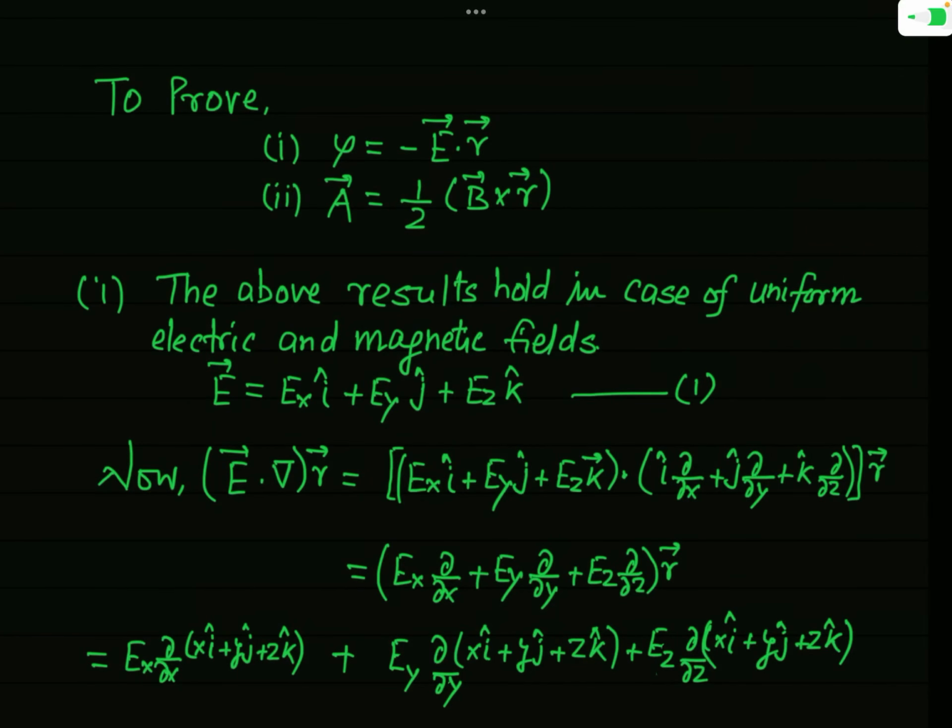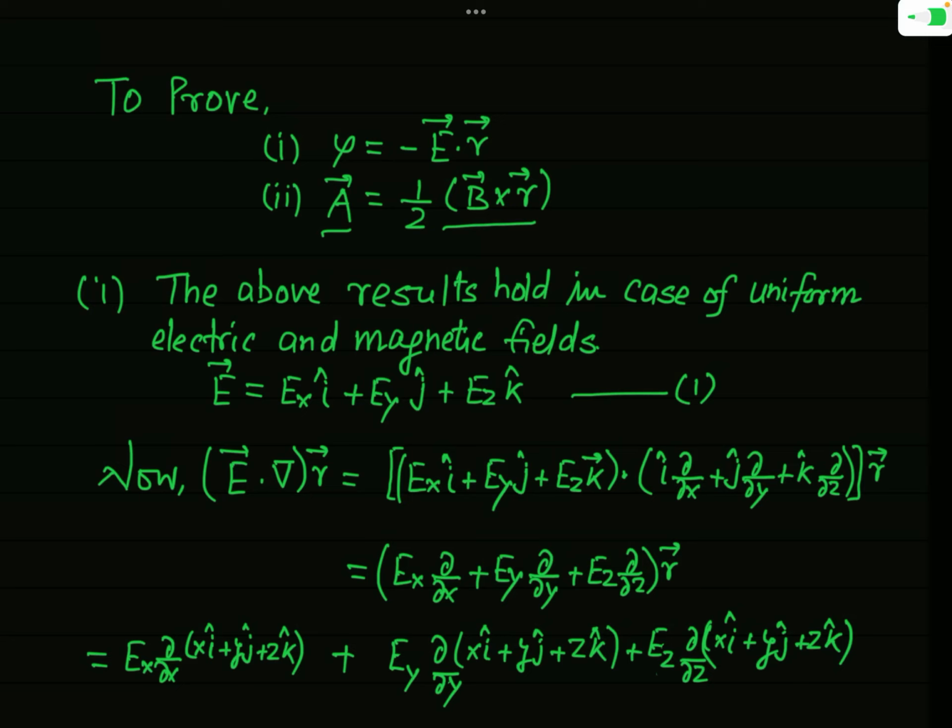In today's lecture, we are going to solve a very important problem. Actually, we have to show or prove two important results. The first result is phi equal to minus E dot R, where phi is the scalar potential, and the vector potential A is equal to 1 over 2 B cross R. Here R is the position vector, and E and B are the electric and magnetic field vectors.